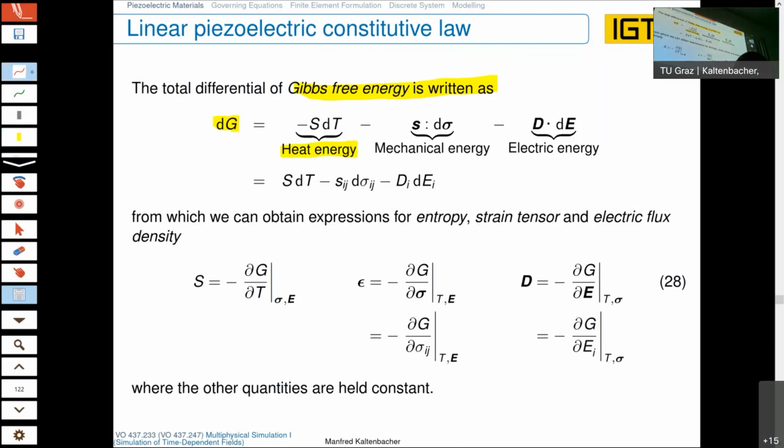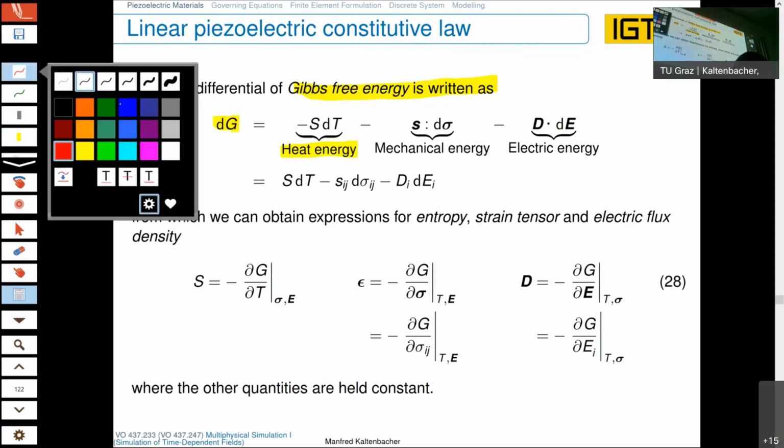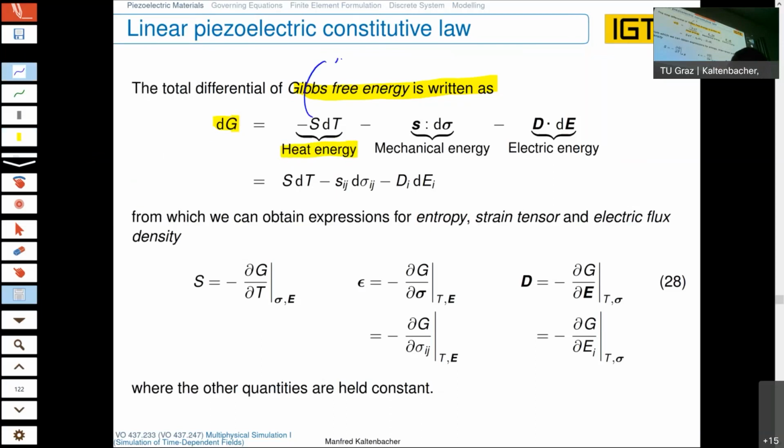So this S here is the entropy. T is clearly our temperature. Then the mechanical energy, to be precise, the differential mechanical energy is the strain contraction with d sigma, where sigma is the stress tensor.